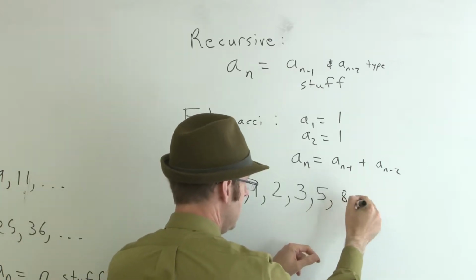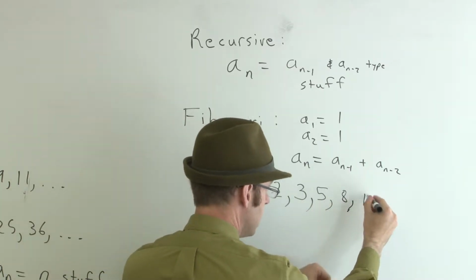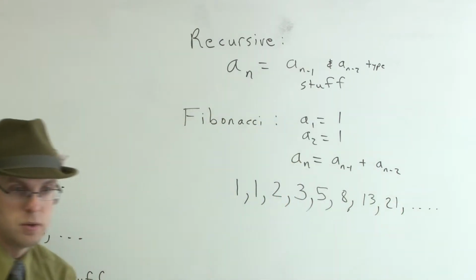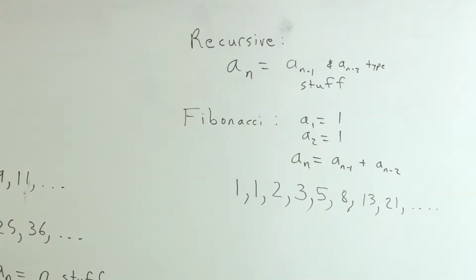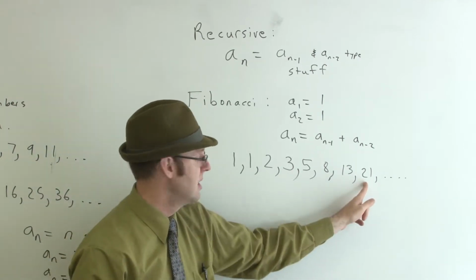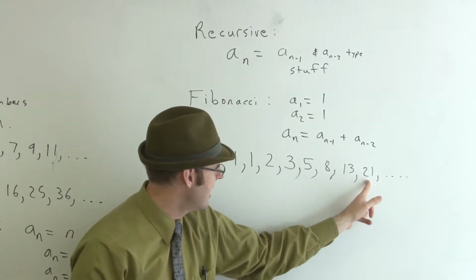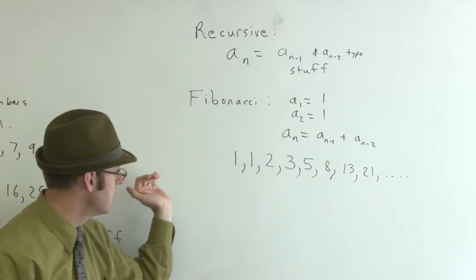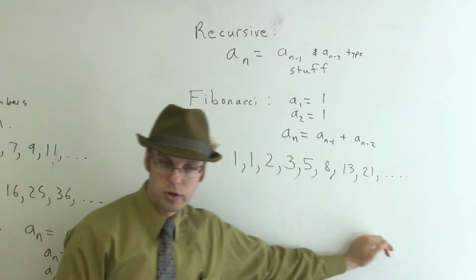5 plus 3 is 8. 8 plus 5 is 13. 13 plus 8 is 21. And so on and so on and so on. So notice, this isn't explicitly defined. I can't just hop straight to this guy, because to know this guy, I've got to know those two first. So recursive sequences, you've got to start at the beginning and work your way forward.